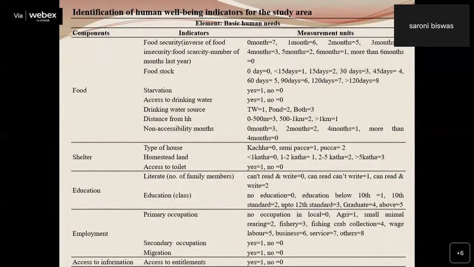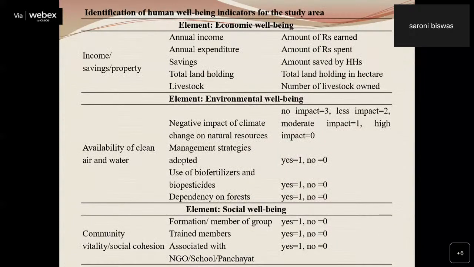After that, when we are going for the household survey, we are identifying the human well-being indicators for the study area. For that, we use four elements like basic human needs, which include different components like food, shelter, education, employment. And it has different indicators that will give you the measurement. And finally, for economic well-being, environmental well-being, and social well-being, certain indicators were set through the questionnaire, and the actual quantified data was recorded and transformed into a particular scale. Either a Likert scale was used, or a specific number or scale was used, depending upon the different indicators.